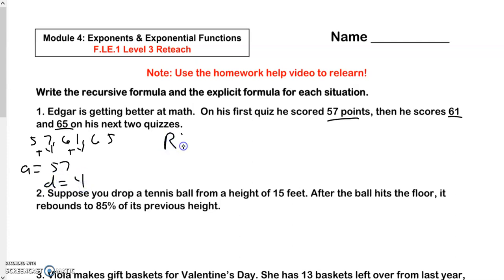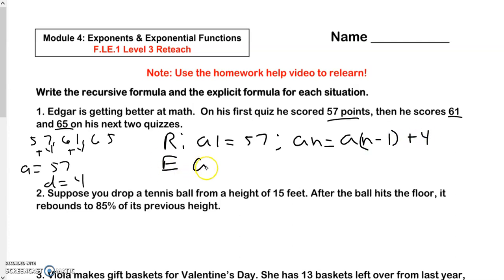So the recursive formula, you always write the first number down, which is 57. Then you do your semicolon and you go a of n equals a of n minus 1 in parentheses plus 4. And then the explicit formula is a of n equals 57 plus 4, and then in parentheses n minus 1. So it's more like a distributive property.